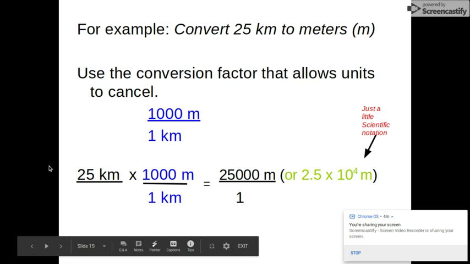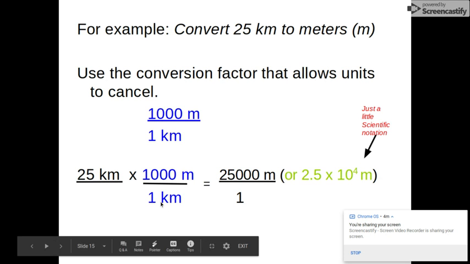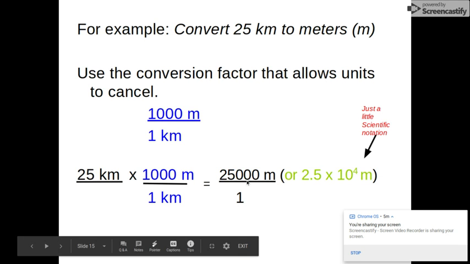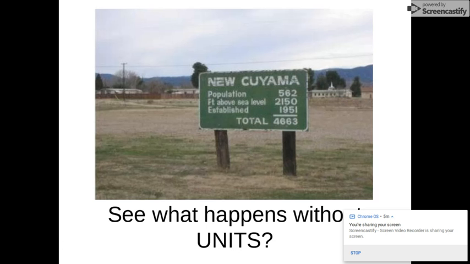And what does that get us? We have 25 times 1,000 meters equals 25,000 meters divided by just 1. So 25,000 meters over 1, and anything over 1 is equivalent to the numerator. So we have 25,000 meters as our answer, or 2.5 times 10 to the fourth meters.